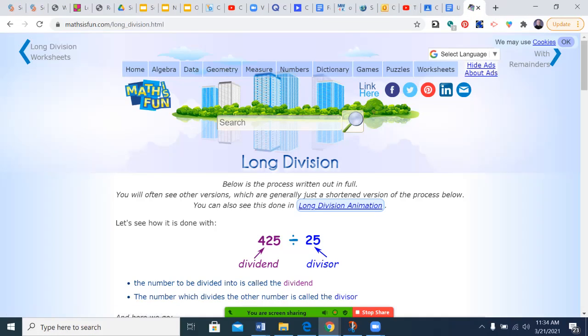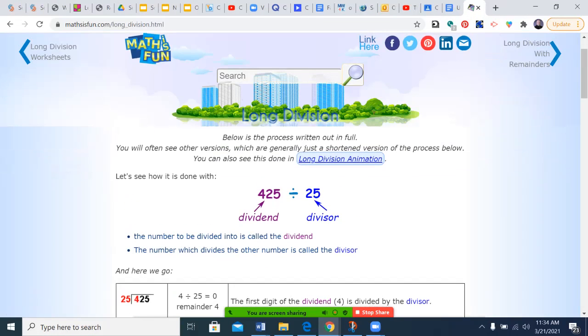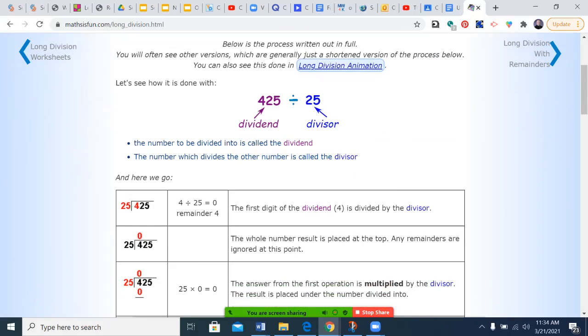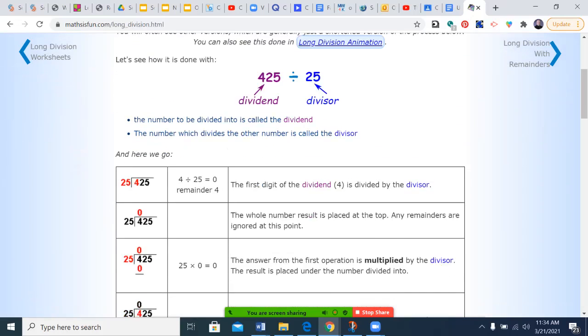This is the process with long division, and a little bit of terminology. The dividend is the number being divided. It's usually under the roof like this here. The divisor is the number going into it. The answer is the quotient. So there are going to be steps.